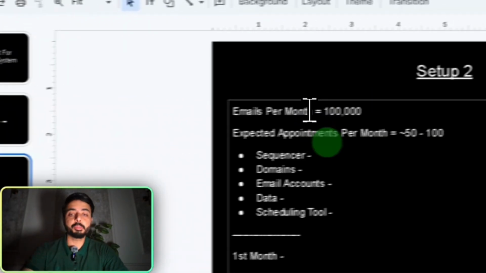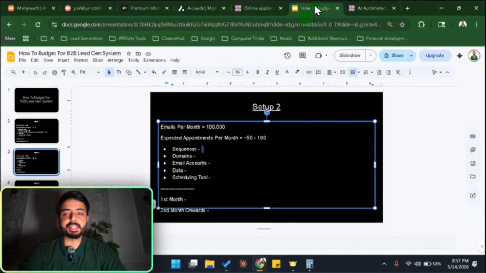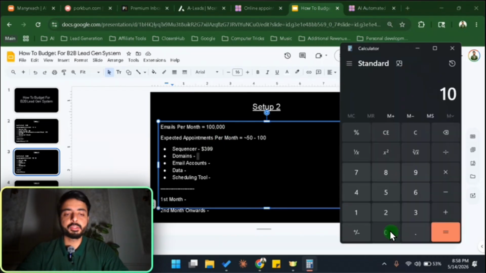Now let's move towards system number 2. For the sequencer, you're going to invest into this growth plan of ManyReach, which is $399. So let's write it down. Let's calculate how many domains and email accounts you need. So 100,000 divided by 22 working days. This means that every day you'll be sending 4,500 emails.